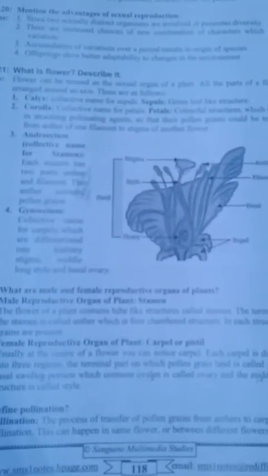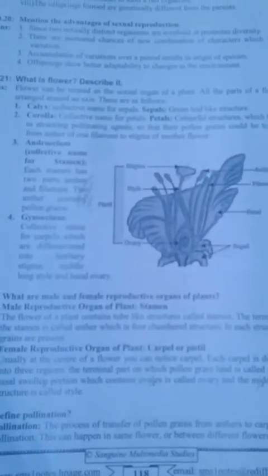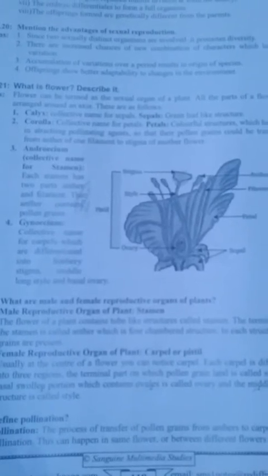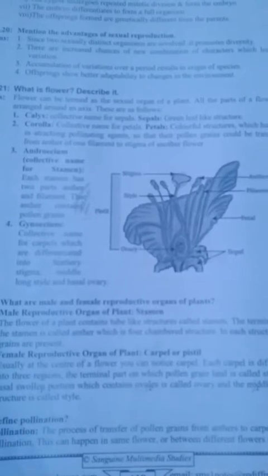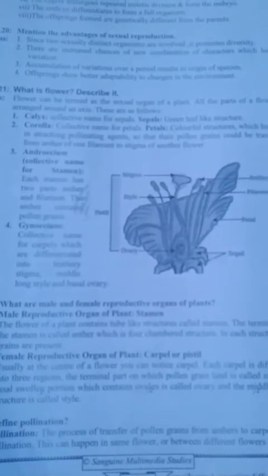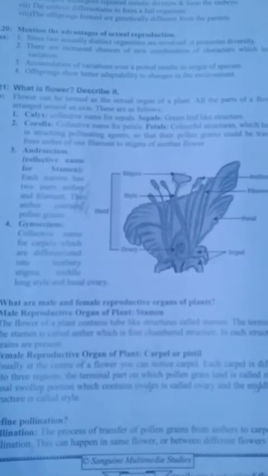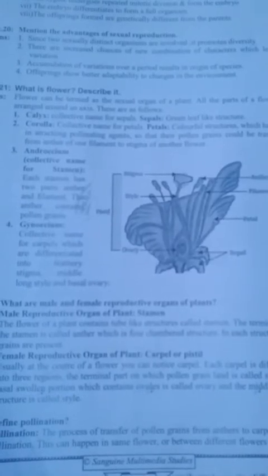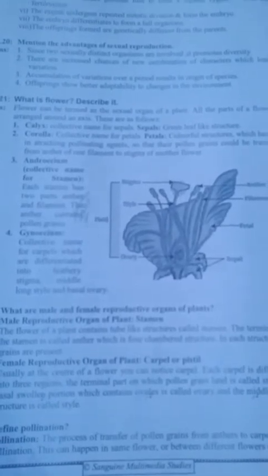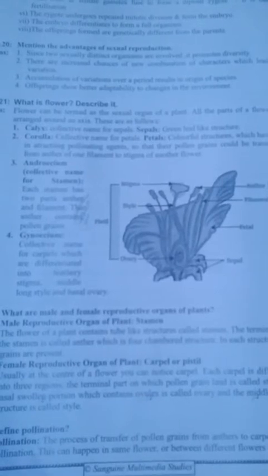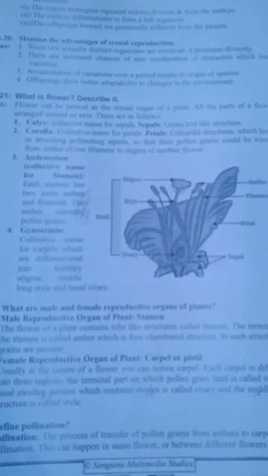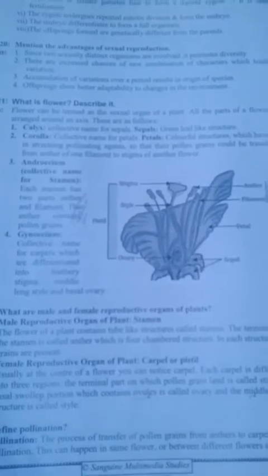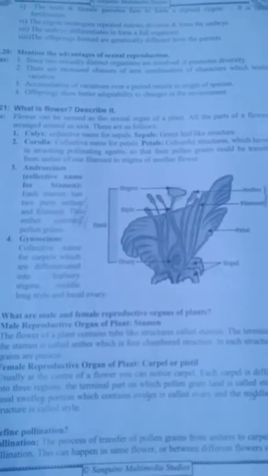Then second part is sepals. The green leaf-like parts in the outermost circle of a flower are called sepals. All the sepals taken together are called calyx. The function of sepals or calyx is to protect the flower in its initial stages when it is in the form of a bud.